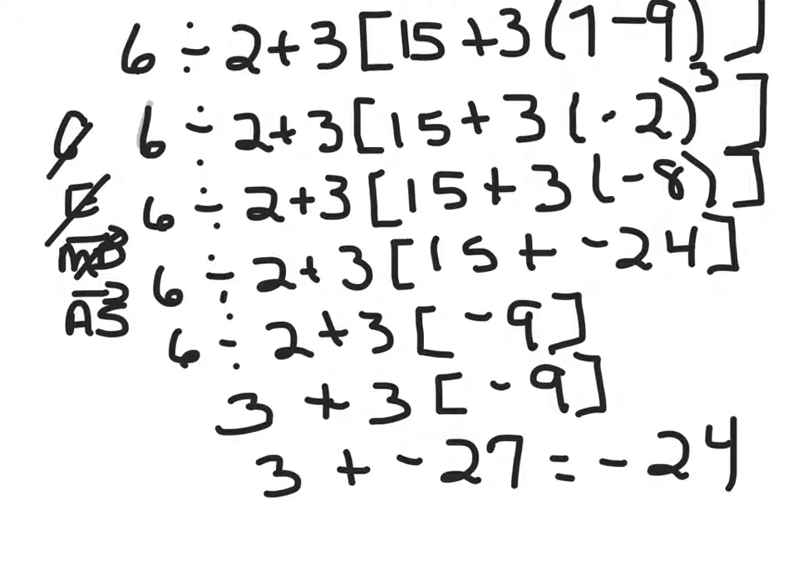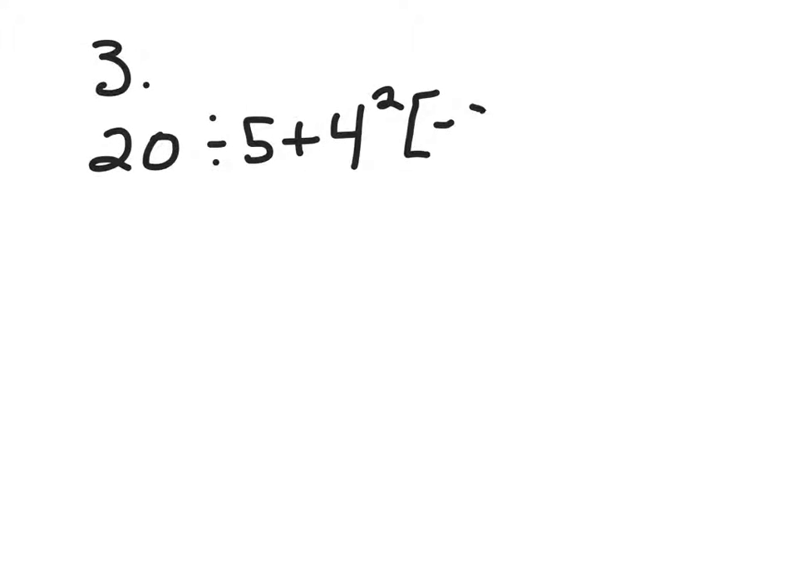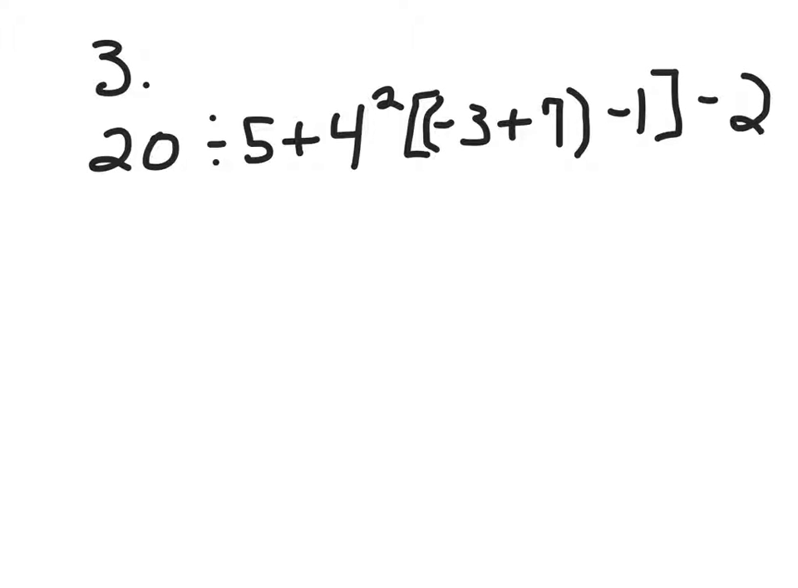Okay, problem number 3. Please copy the problem down. 20 divided by 5 plus 4 to the second power, brackets, negative 3 plus 7. Let's go ahead and put that in parentheses. Minus 1, brackets, minus 2 to the third power. Goodness gracious. Thank goodness we have a roadmap.